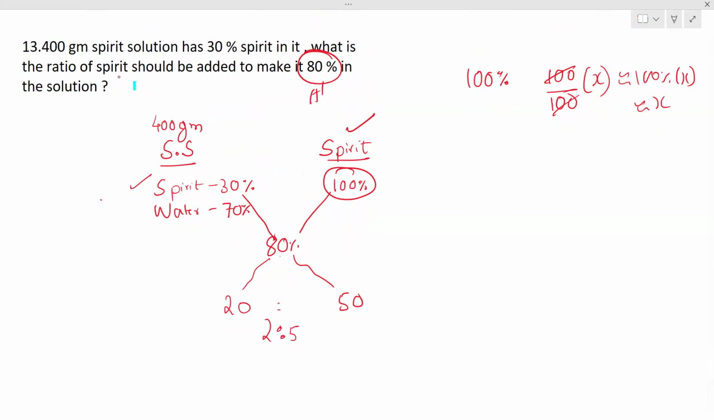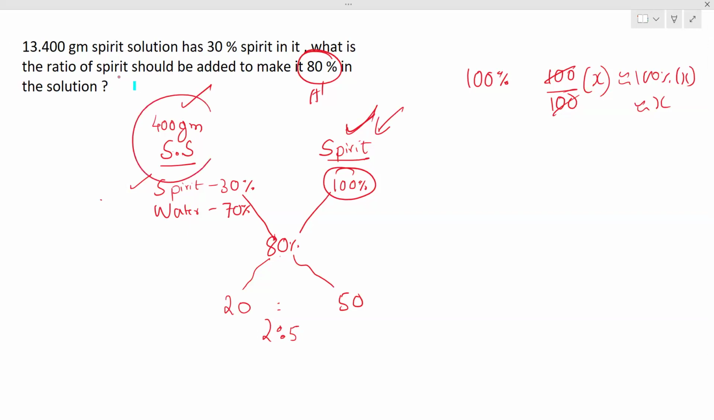Next, what happened? He says spirit is there. Spirit is 100% of spirit. In that, he wants a mixture which contains 80% of spirit. He wants to increase the concentration of spirit in this new solution. So what is he going to do? He's adding this spirit here. That spirit will be concentrated, so it has to be 100%.